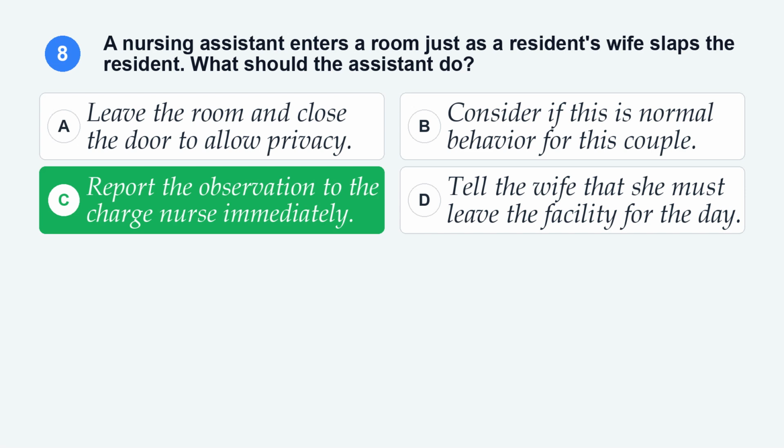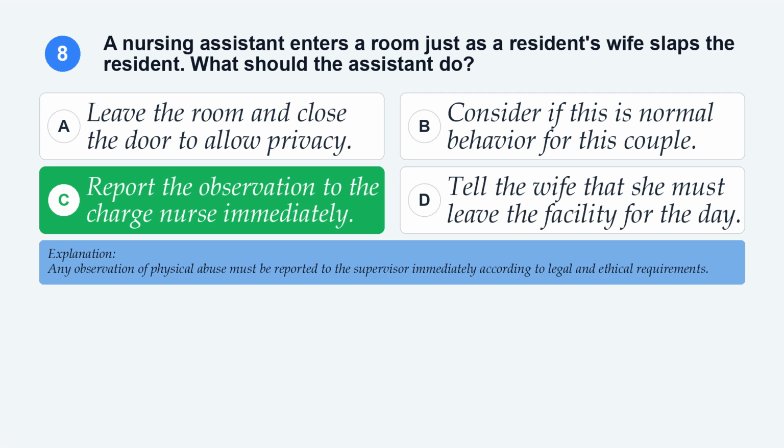The correct answer is option C. Report the observation to the charge nurse immediately. Explanation. Any observation of physical abuse must be reported to the supervisor immediately according to legal and ethical requirements.